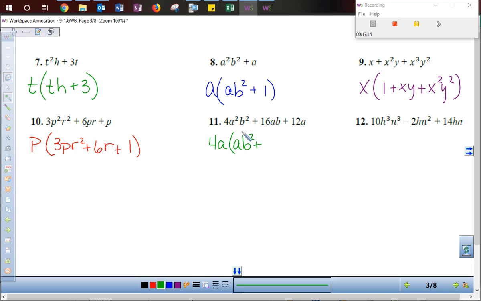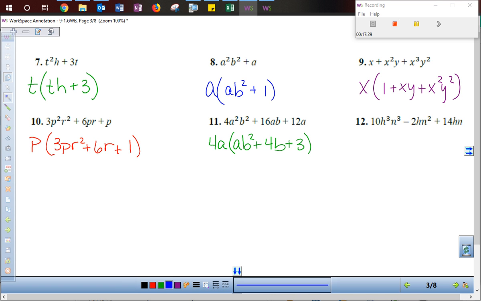16ab divided by 4a. 16 divided by 4 is 4. The a's cancel out, and I'm left with a b. Then finally, 12a divided by 4a leaves me with 3. One more. On number 12, I need to look at the coefficients again.